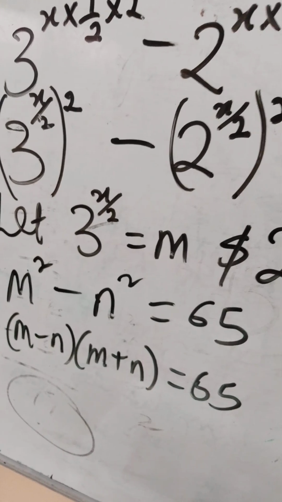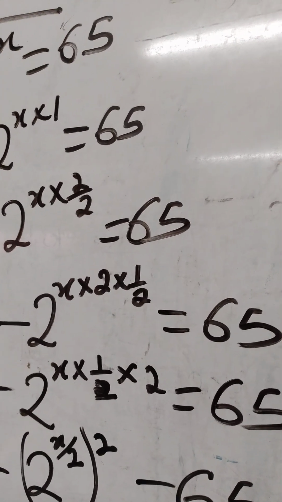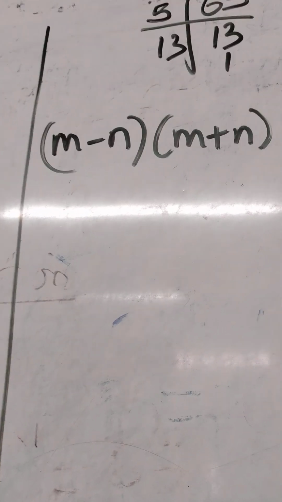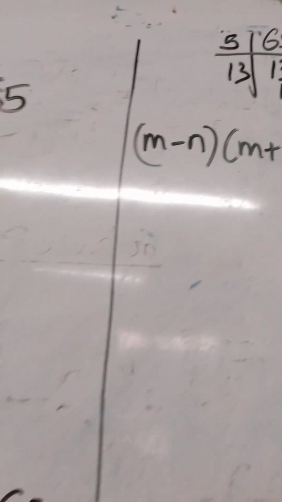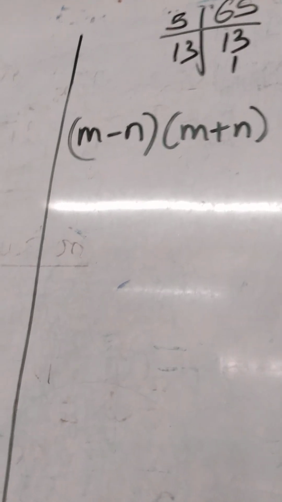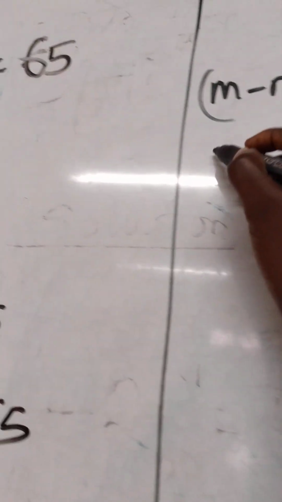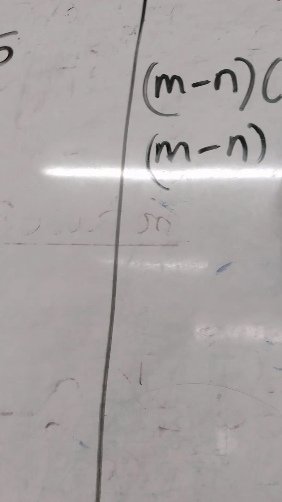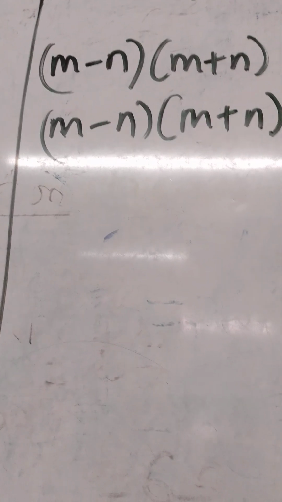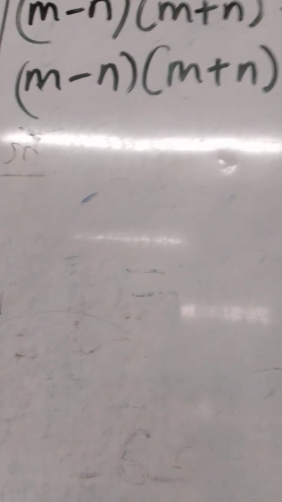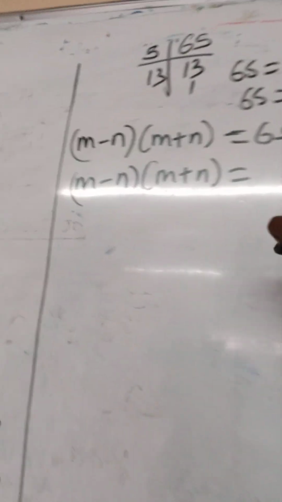We have m minus n, m plus n. So m minus n, then m plus n equals 65. Now, what are we going to use here? Are we going to write m minus n in brackets with m plus n in brackets equals 5 times 13 or 13 times 5? That's our question.